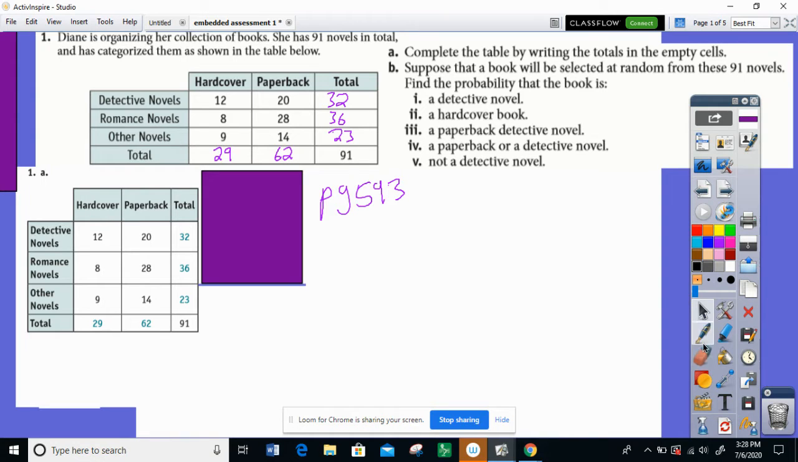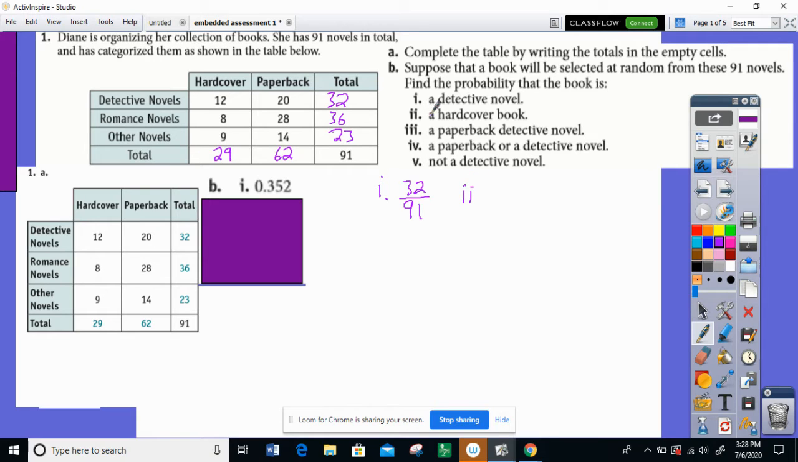So we're going to look at some fractions that we can set up to help us with part B. Suppose that a book will be randomly selected from these 91 novels. Find the probability that the book is a detective novel. Well, there are 32 detective novels out of 91 total books. So they gave their answers over here, and the answer key is decimals. That would come out to be 0.352.